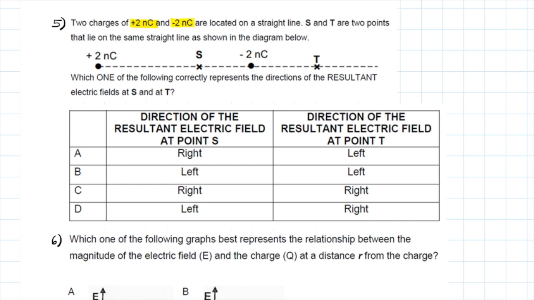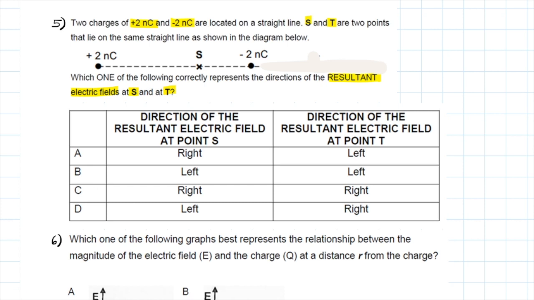a straight line. S and T are 2 points that lie on the same straight line as shown in the diagram. Which one of the following correctly represents the directions of the resultant electric fields at S and at T? And here we have a whole lot of options, A, B, C, and D. In order to answer this question, we're going to have to look at each point separately, starting off with S.